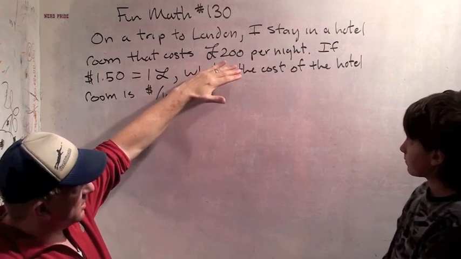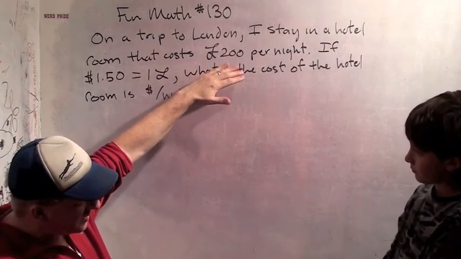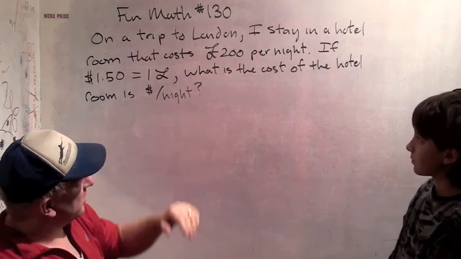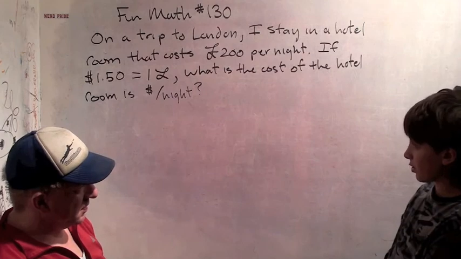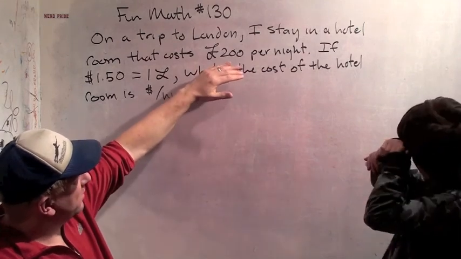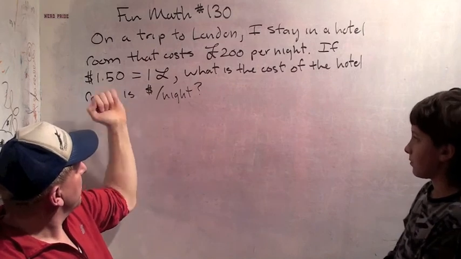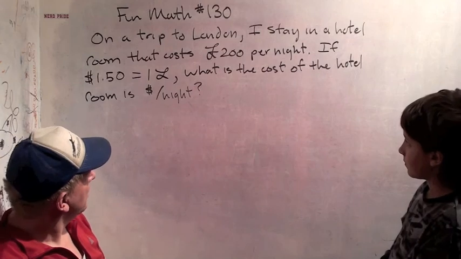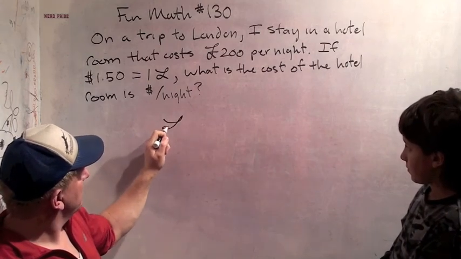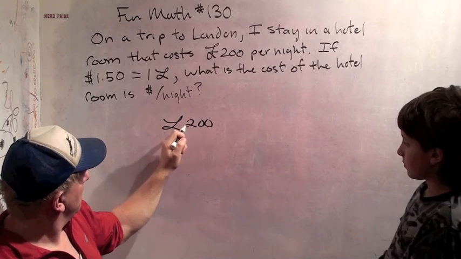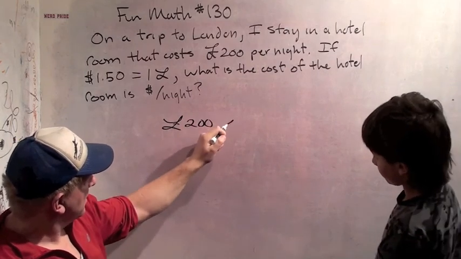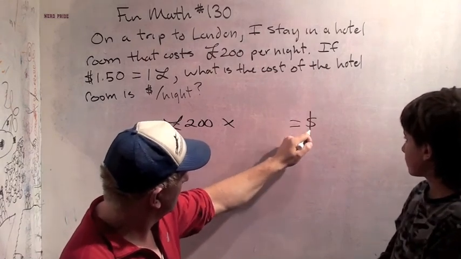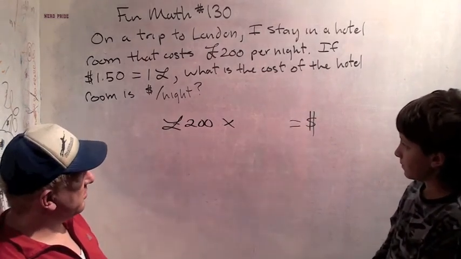So when we get an answer here in dollars per night, are we expecting an answer to be bigger than 200 or to be less than 200? It should be bigger. Okay, the answer in dollars should be bigger than 200 because £1 is worth more than $1. Okay, so what is your conversion factor that you're going to apply here? We need to take 200 pounds times something to get dollars. Okay, what do we need to multiply by here?